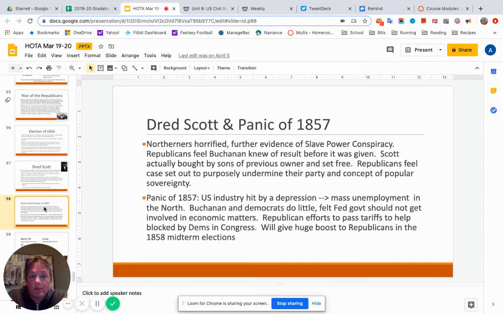The good news for Scott is that the sons of his previous owner actually go and set him free. So for Dred Scott, it doesn't end up all bad, but this becomes a huge rallying point for Republicans, as to how Democrats and everybody else has purposely gone to try to undermine what they've been trying to do.